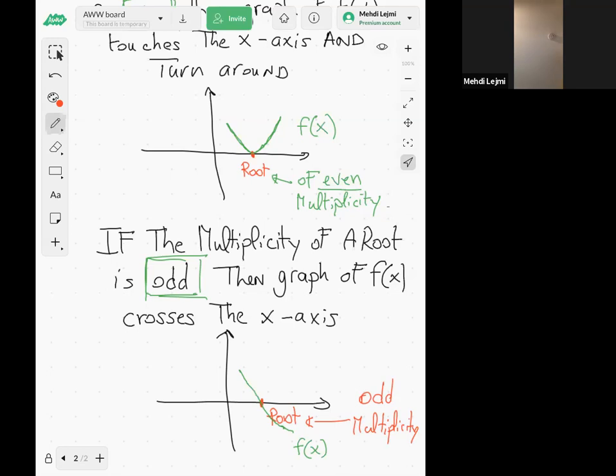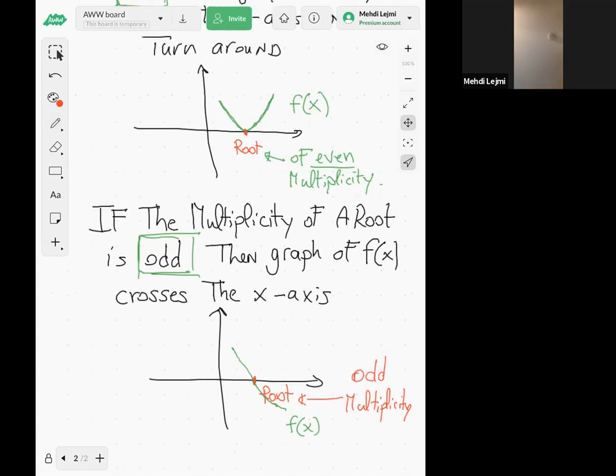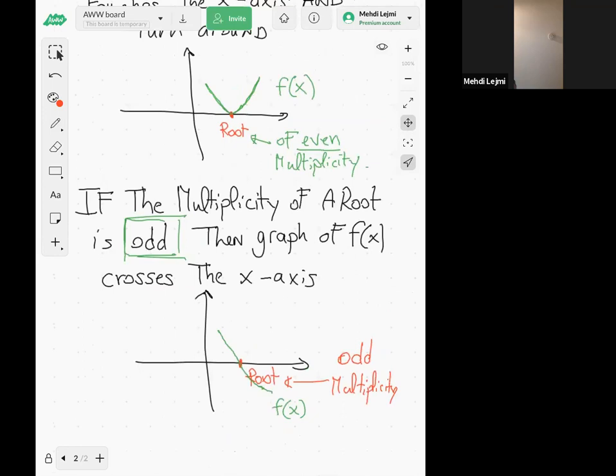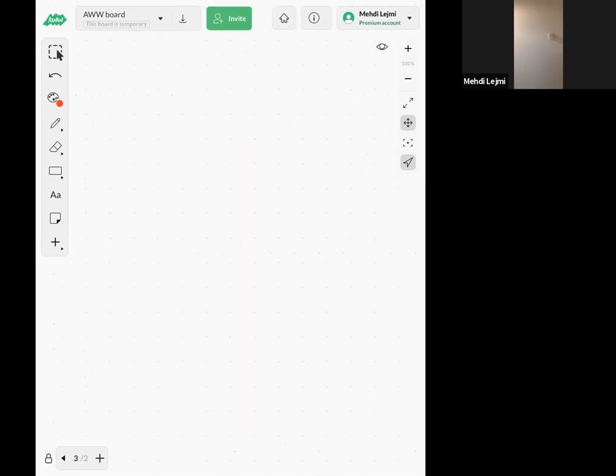Any question? Nope. Okay, perfect. So now we can try to graph polynomials. I guess we have all we need to graph our polynomials. So probably I'm going to move to the next page. So now we're going to graph polynomials.